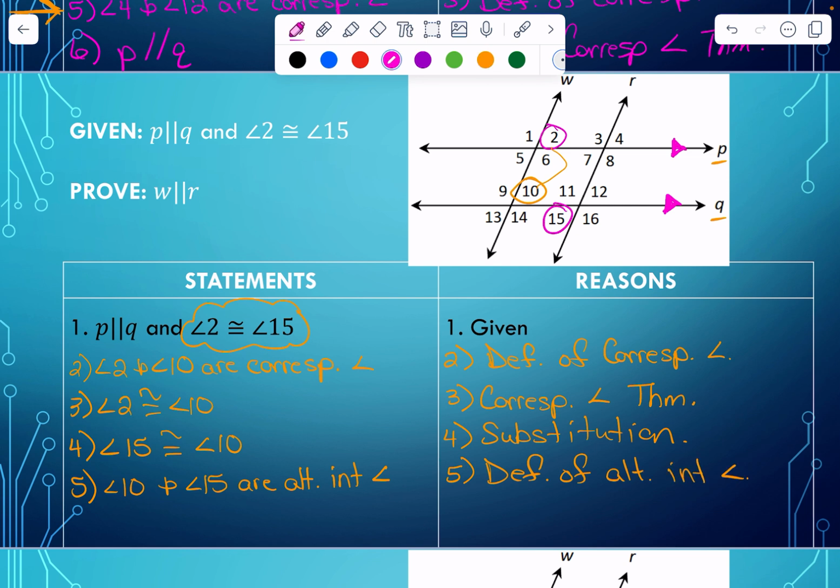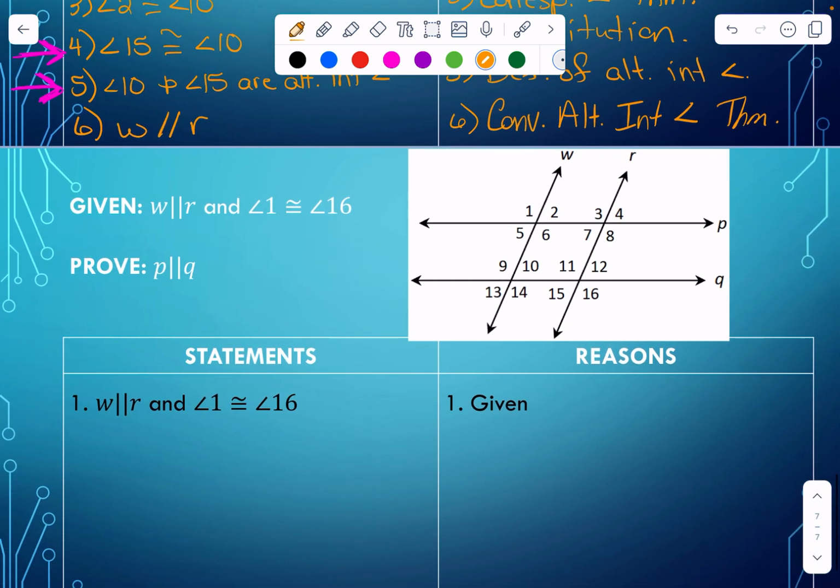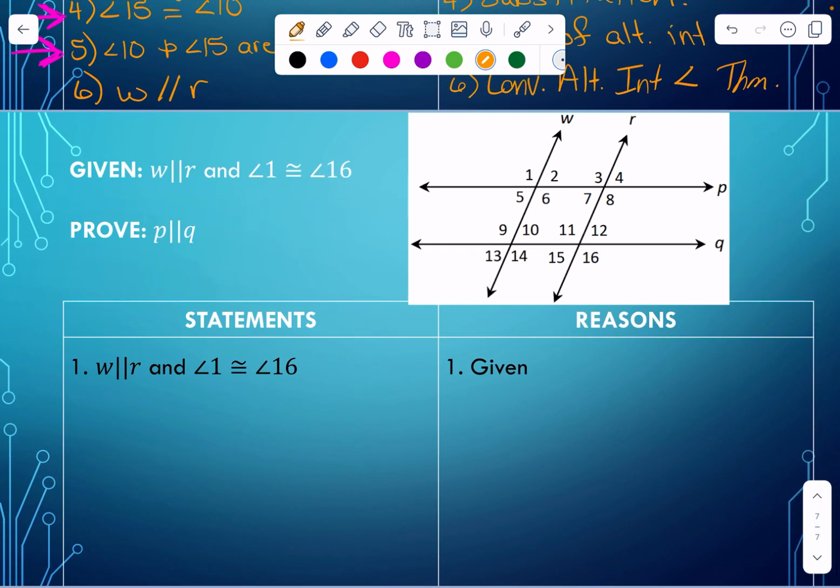Now, here's where we check. I have them congruent in step 4. I have them defined as alternate interiors in step 5. So step 6 now, I can say that W is parallel to R by the converse alternate interior angle theorem. Okay, so that's how that works. Let's try one more. Here we go.